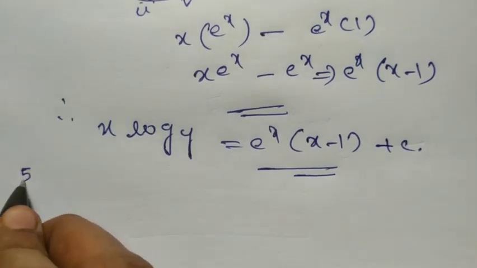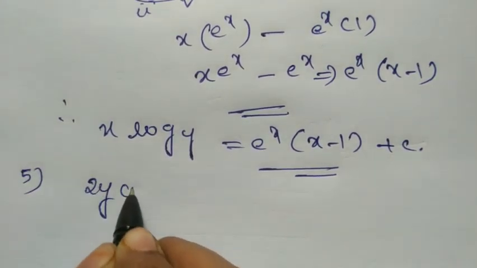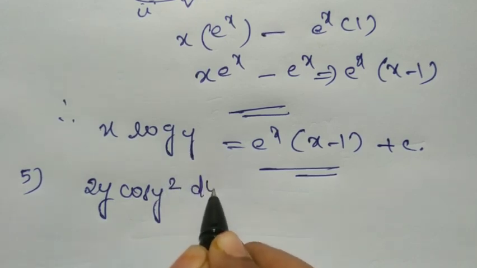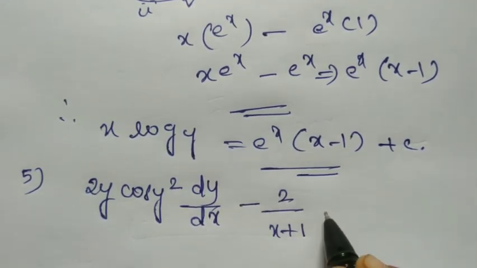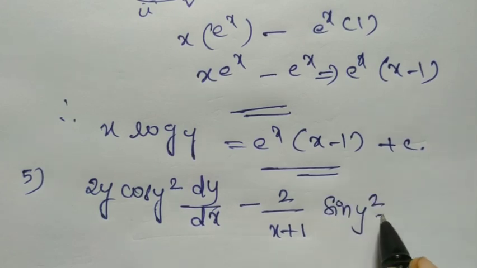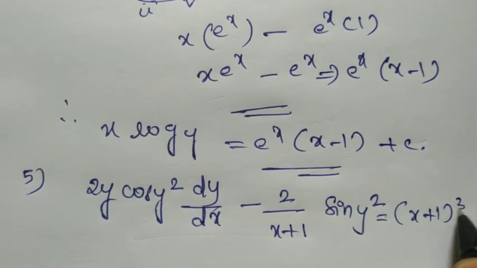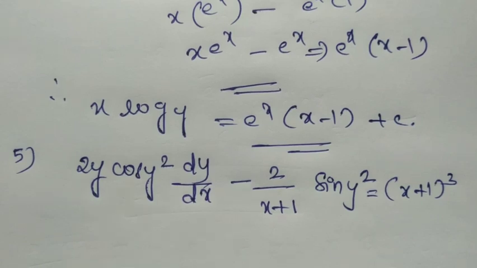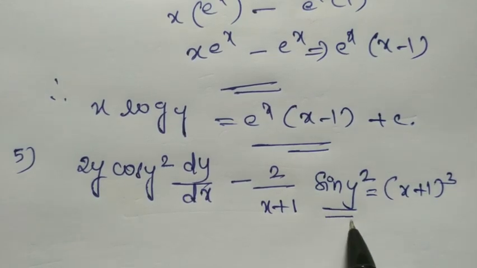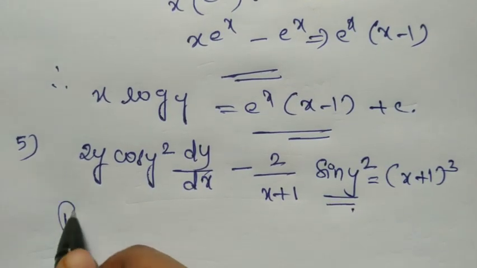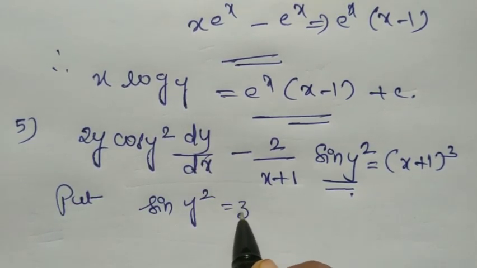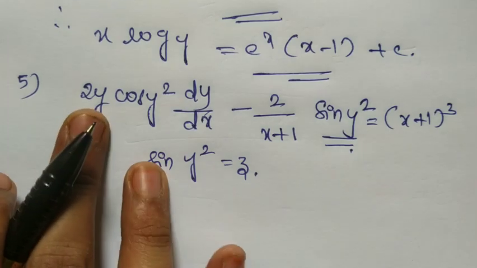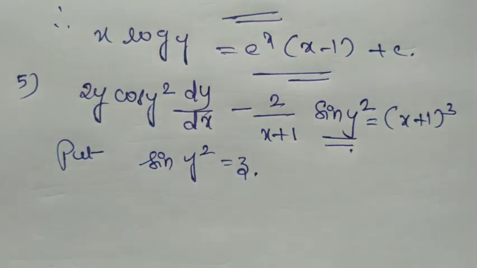Next one: 2y cos y² dy/dx − 2/(x+1) sin y² = (x+1)³. Here I am taking sin y² = z. So put sin y² = z, because we want to change this equation into an exact differential equation.